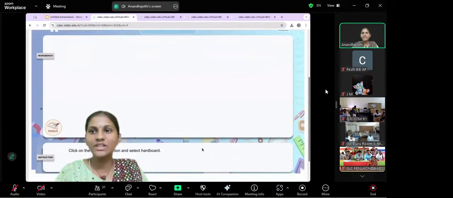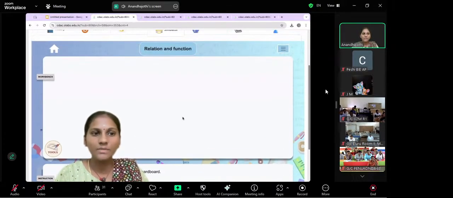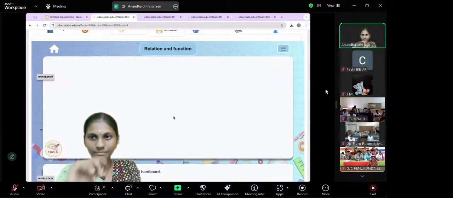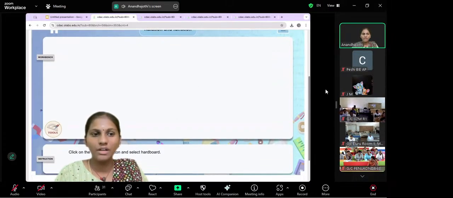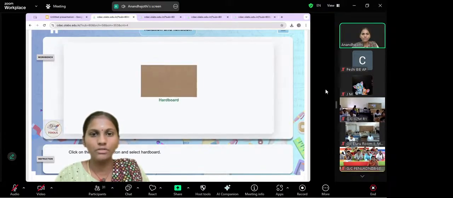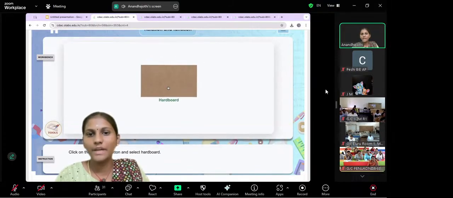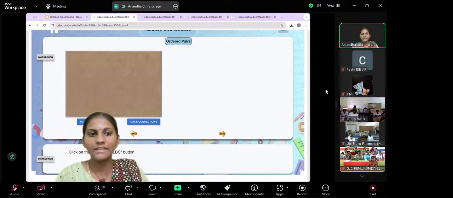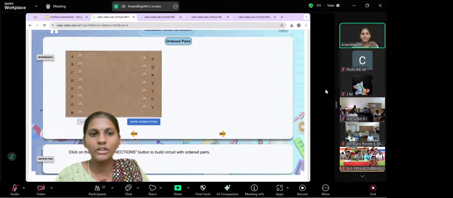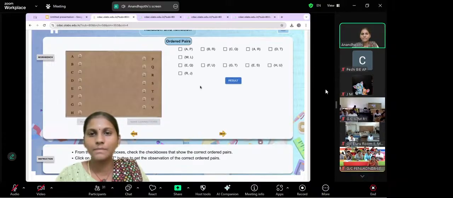So it contains two parts. One is the workbench. Here we will be provided with tools and other simulators, and the down part is for instruction. So click the tool button and click hardboard, right? When I click the tool button, the hardboard appears. When I click this, it came like this. Now I am going to place bulbs and make connections, right?